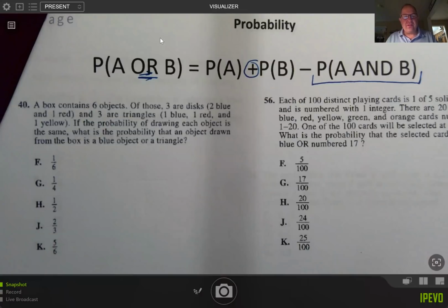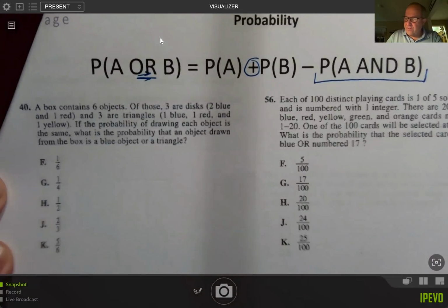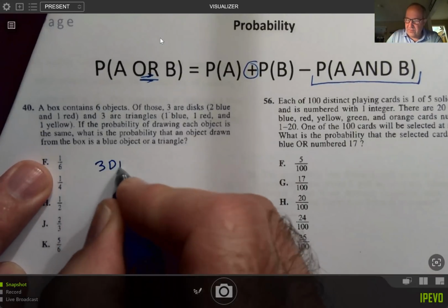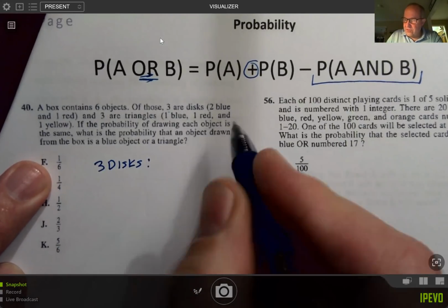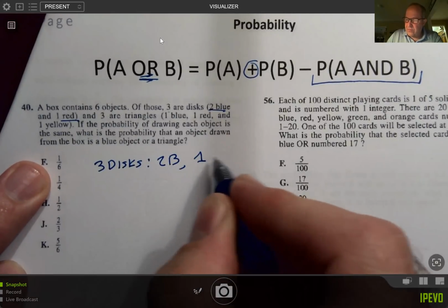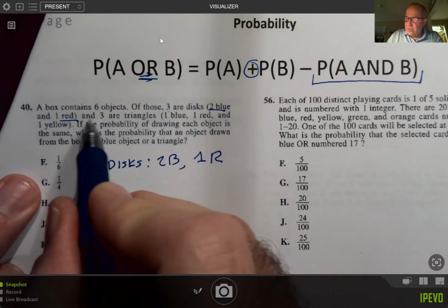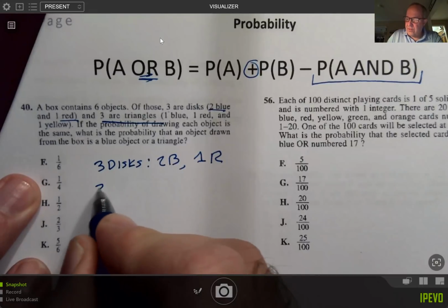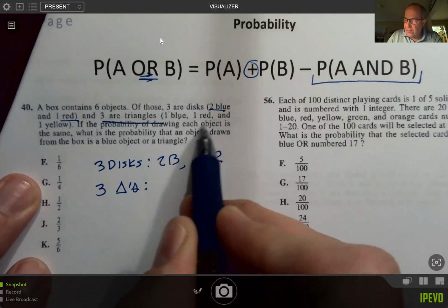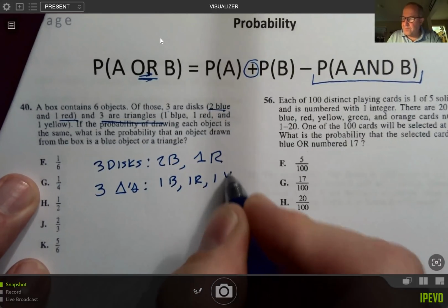Okay, well, let's look here at number 40. A box contains 6 objects. There's a total of 6 things in there. Now it says 3 are discs. So I'm going to put down there are 3 discs. And of those discs, there are 2 blue and 1 red. So 2 blue, 1 red. Just trying to organize my thinking a little bit. And then it says there's also 3 triangles. There's 3 triangles. 1 blue, 1 red, and 1 yellow.